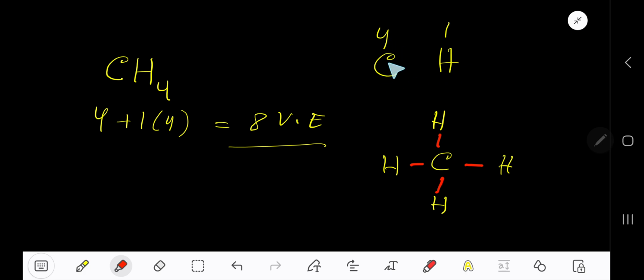Carbon has 4 valence electrons, so it will share 4 more electrons, so it will make 4 bonds. Hydrogen has 1, so it will share 1 electron to fulfill its duet, so it will form 1 bond.